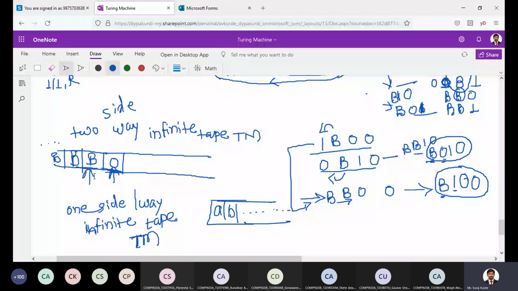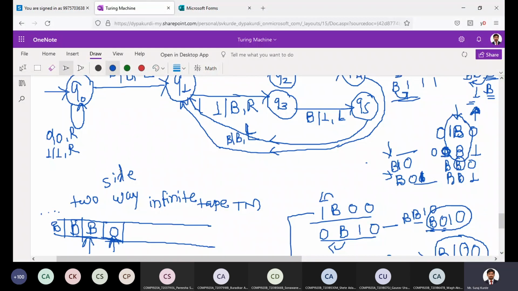So on the left it reads B. On the left of B, if it reads B, keep B as it is. We can move to the left or right or stay in the same state, and instead of final, let's say it is a halt state. We'll call it a halting state. Another change: two side infinite tape and halt, instead of QF it will be Q halt. So the halting problem is there.